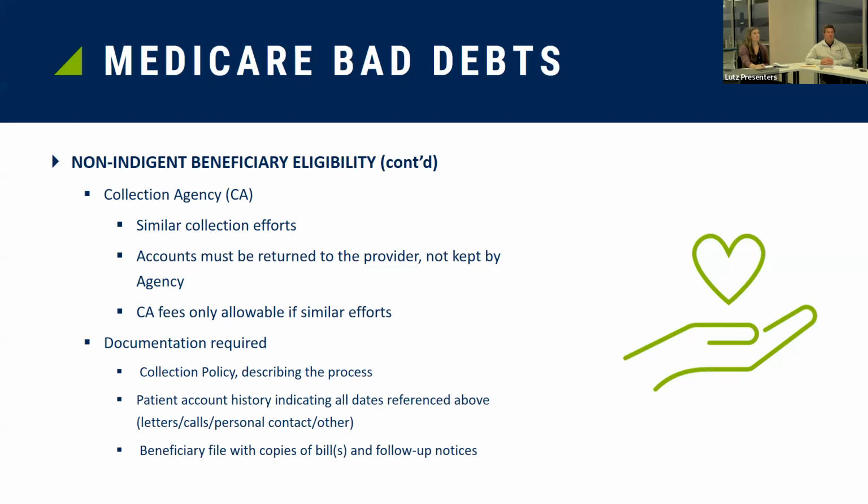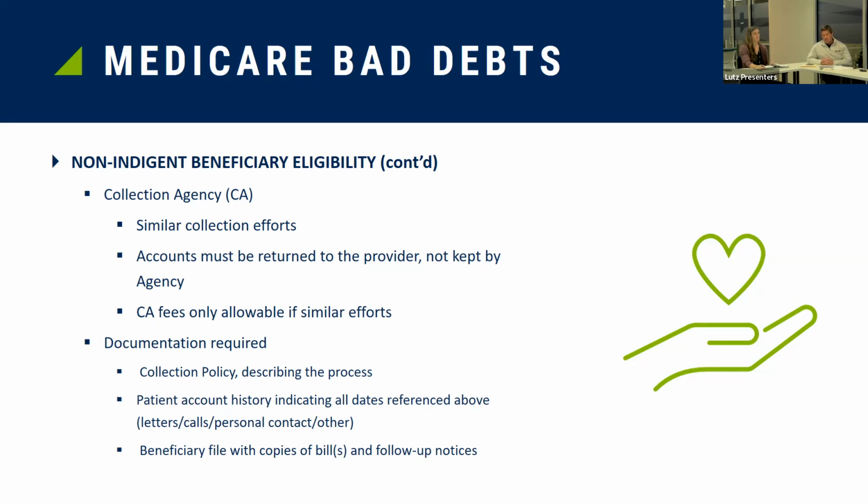And then collection agency fees. They are only allowable if you have similar collection efforts. So from a MAC perspective, they come in and do an analysis of your bad debts and they see, hypothetically, that things are just a mess. You use one collection agency for Medicare and it is entirely different than what the non-Medicare collection effort is.